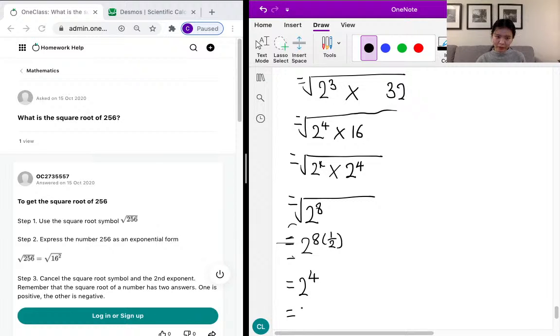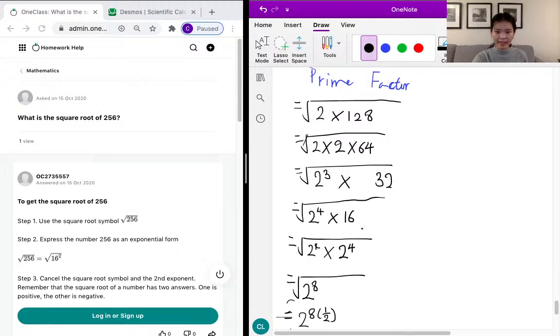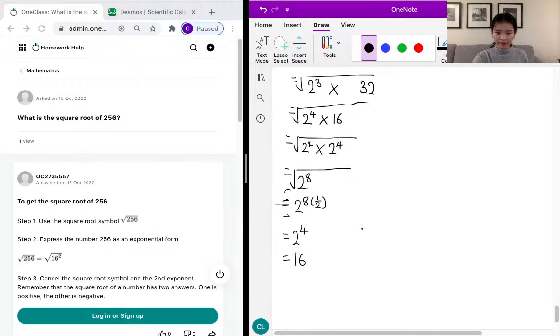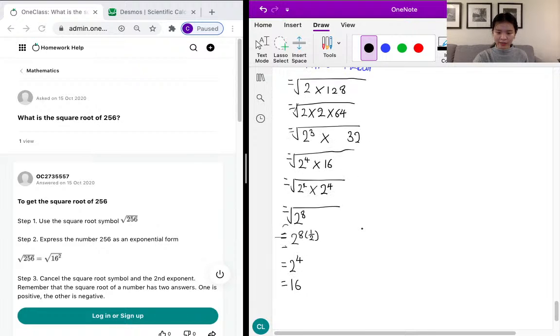And now the square root of 256 is simplified to 2 to the power of 4, which is 2 times 2 times 2 times 2, which is 16. And here we know that the square root of 256 is 16, which is a perfect square. Perfect. So this is our solution.